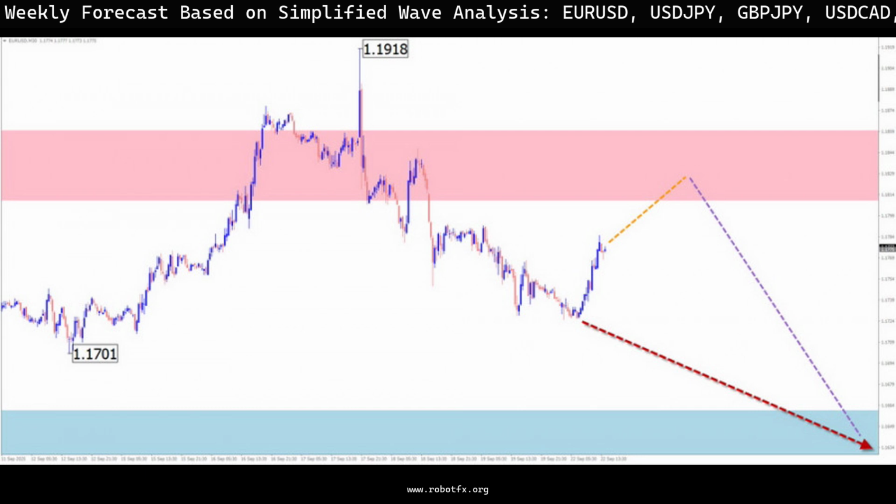Continued sideways drift along the resistance boundaries is the most likely scenario in the coming days. There is a possibility of pressure on the upper boundary, potentially with a brief breakout. Toward the weekend, increased volatility and a downward price movement can be expected. The release of significant economic data may serve as a key turning point.